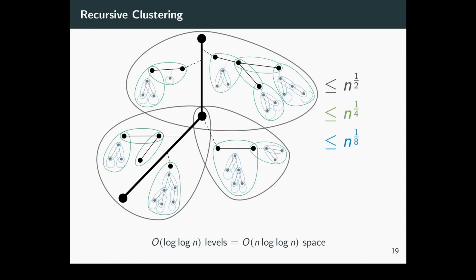We can keep doing this for O of log n times until we reach a constant cluster size. And every level of the recursion takes no more than linear space, since it's a disjoint decomposition of the suffix tree. So in total, it's going to use O of n log n space. With this, we're able to answer queries.